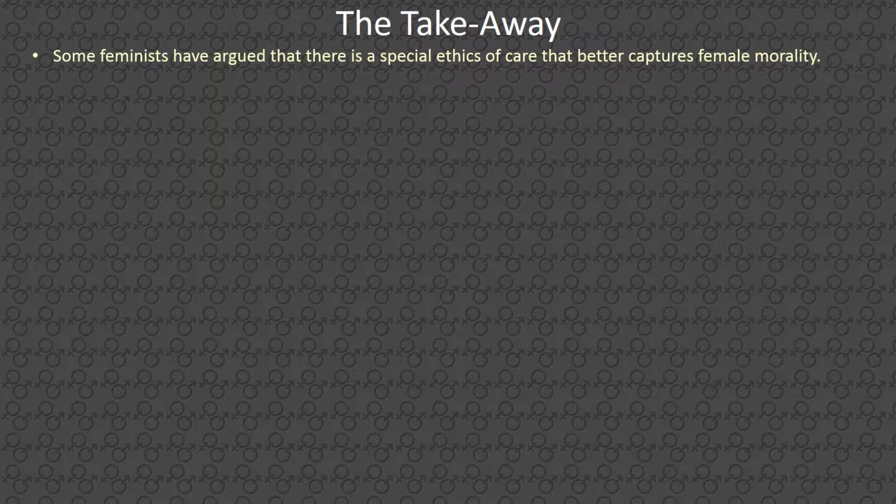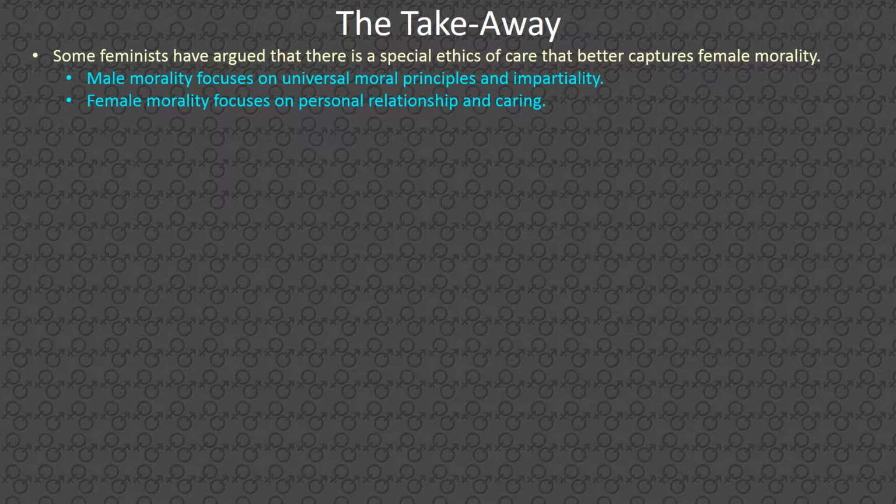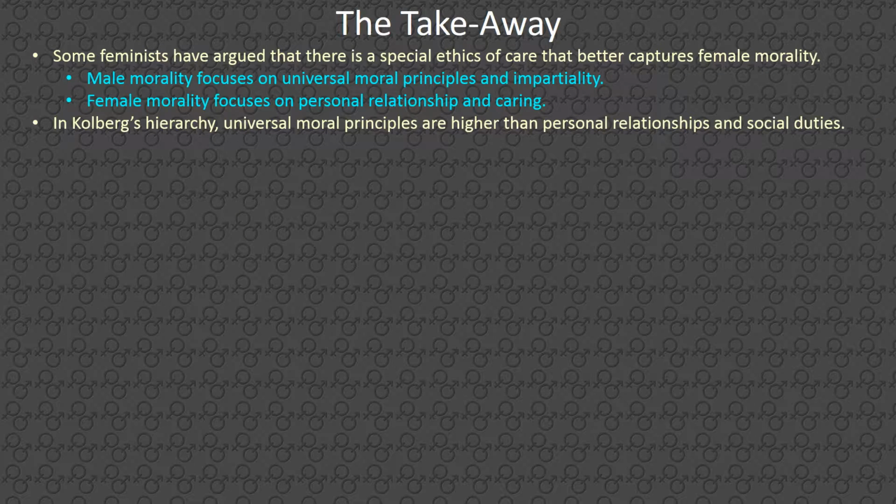So, what is the takeaway from all this? Some feminists have argued that there is an ethics of care that better captures female morality. They argue that male morality focuses on universal moral principles and impartiality, and that female morality focuses on personal relationships and caring. In Kohlberg's hierarchy, universal moral principles are higher than personal relationships and social duties.